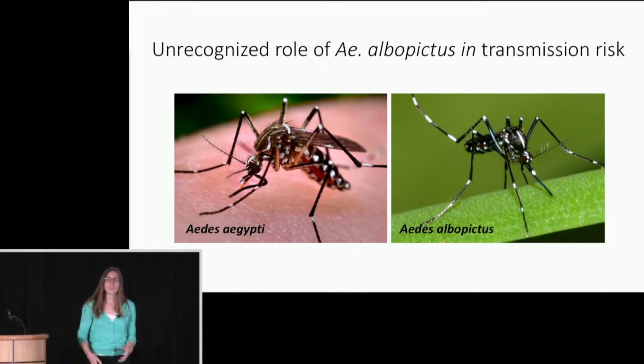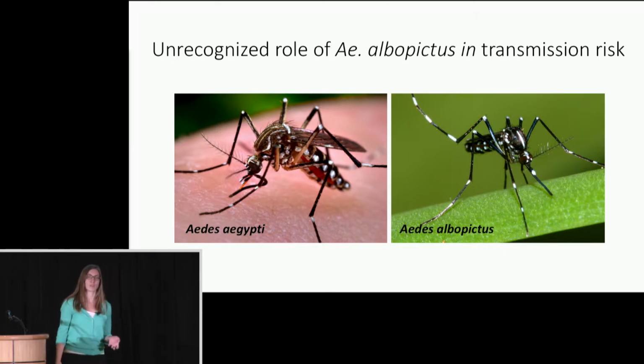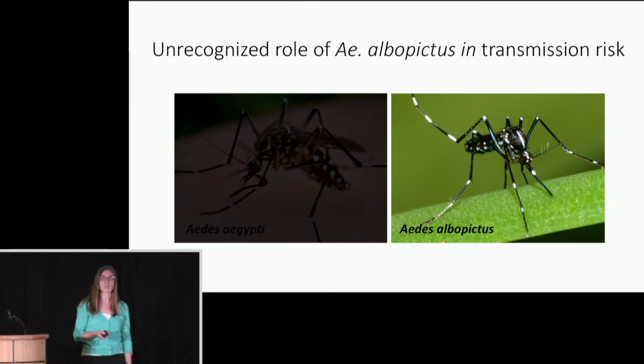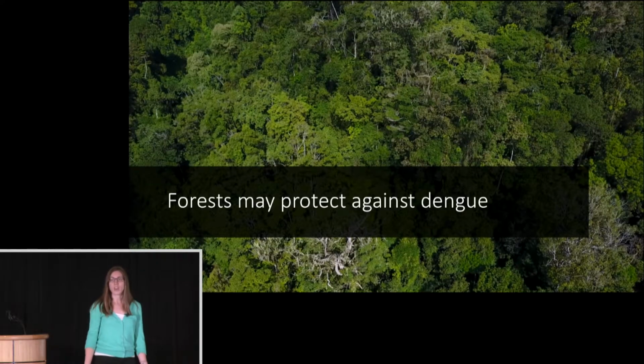And so we think these results have important implications for transmission. We see dengue cases in this area where we actually found no Aedes aegypti, and so we think this suggests that Aedes albopictus could have an unrecognized role in local disease transmission. And we also think this suggests that forests may protect against dengue by limiting these vector populations.